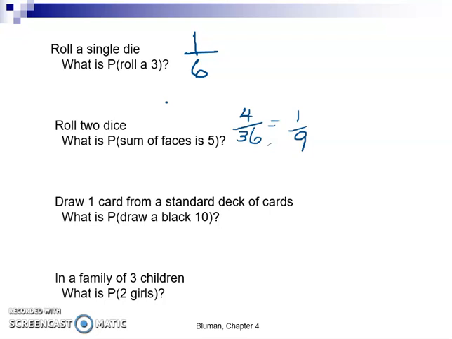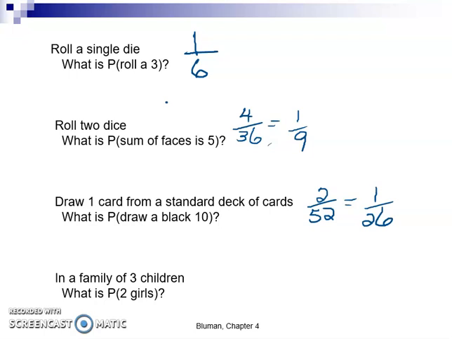Draw 1 card from a standard deck of cards. What's the probability that I draw a black 10? Well, you have to remember there are 2 suits that are black, the spades and the clubs, and there's a 10 in each one of those. So there's 2 black 10s out of 52 cards. And then we just reduce that to 1 over 26.